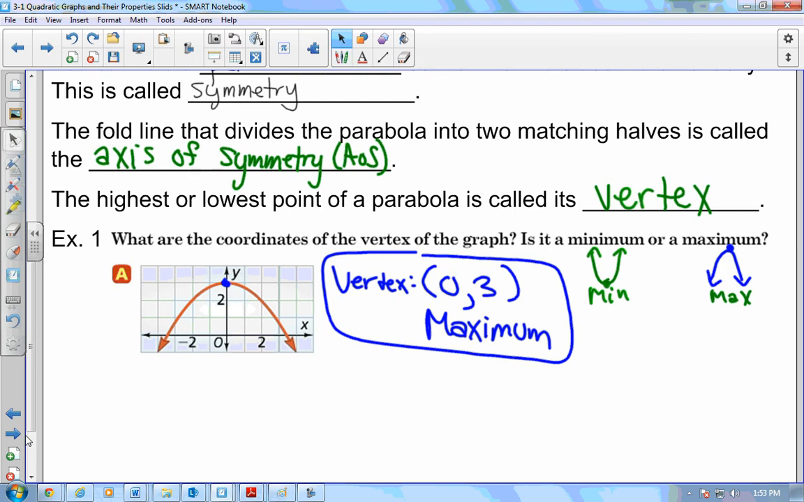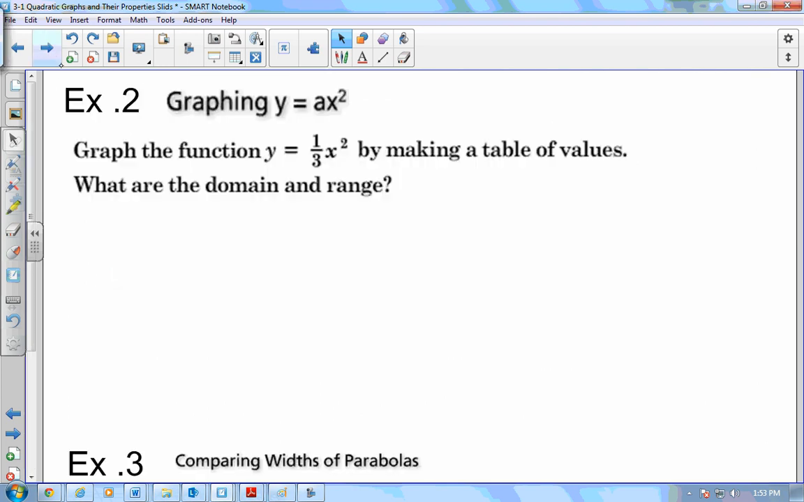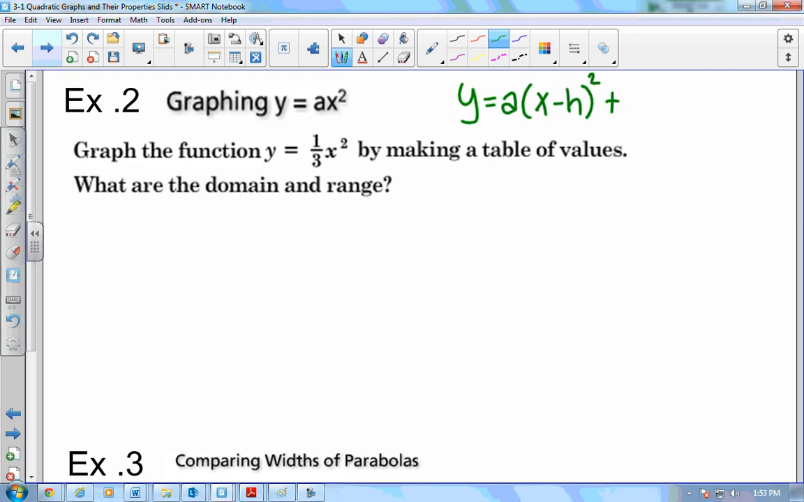Okay. And we're moving on to example 2. Now we're going to start identifying, just by looking at the equation, some shifting that's going on. Okay? Would you write this on the top of your paper? Because we're going to be using this all year. It can be just on example 2. Y equals a times the quantity x minus h squared plus k. Y and x are the only variables that will end up in the equation. A, h and k are numbers.